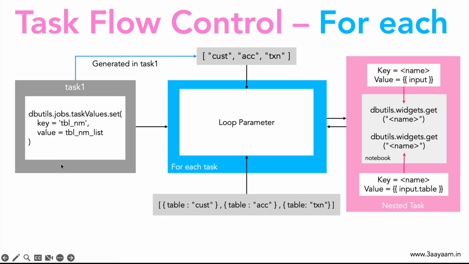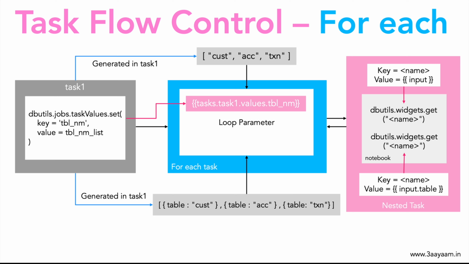Because the values are generated by task number 1, it would be received in the loop parameter by the for each task from task number 1. In that case, we cannot hard code this. We have to use dynamic value reference just like any other case. Similarly, we can use, let's say, task number 1 to generate values like this also using key value pair. But in both the cases, we'll have to use dynamic value reference in the loop parameter to get the values. And this is what we use.